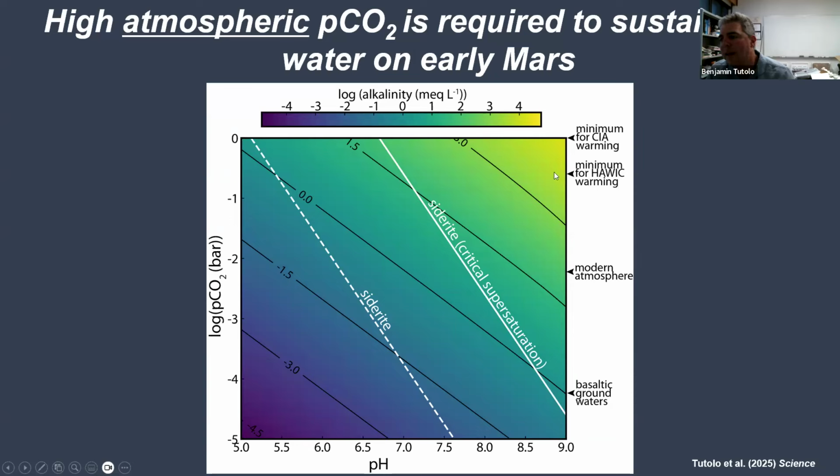At those partial pressures of CO2, in order to overcome the critical supersaturation for siderite, we need substantial alkalinity in the fluid here. So this is a color map, and I'm sorry if that's not clear. But in the end, we need certainly tens or even hundreds of millimoles of alkalinity, or milliequivalents of alkalinity, to get there, something that is not particularly feasible in a basalt, because basalts really like to consume rather than generate alkalinity.